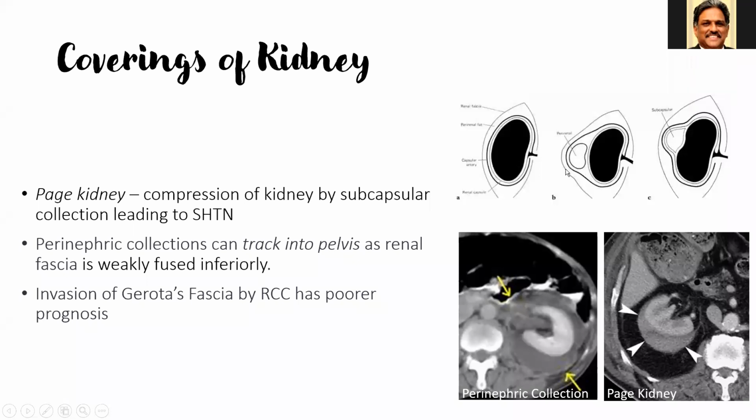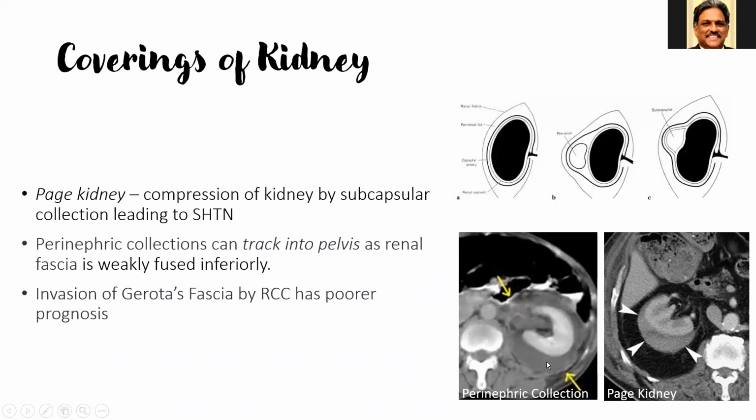Here the collection is outside the fibrous capsule, but contained in the perirenal fat. The significance is that when the collection is within the fibrous capsule, if you note on the CT image, there is no violation of perirenal fat. There is compression on the renal parenchyma, which leads to development of hypertension and a poorly functioning kidney.